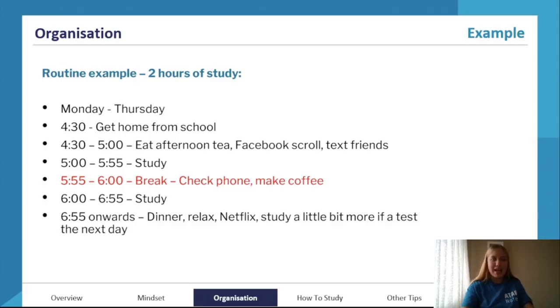So here is a routine example for a 2 hours of study day, say Monday to Thursday, disregarding Fridays because I said I would have that day off. So say if at 4:30 I would get home from school, from 4:30 to 5 I would take some time to relax, recover, rest a little bit before I got into the studying, which is very important because we know that when we get home from school we're pretty tired. We've been there all day.